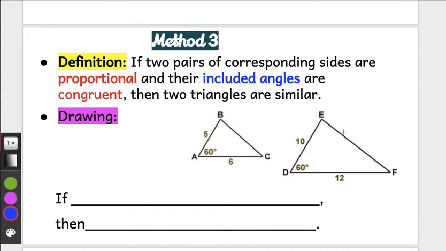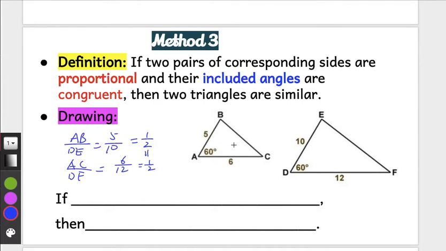For AB and DE, it's clear they are corresponding sides. This ratio is 5/10. Another side we know is AC over DF is 6/12. If we simplify that, you will get this is 1/2, this is 1/2. So it seems that the size is doubled. So they have the same ratio.